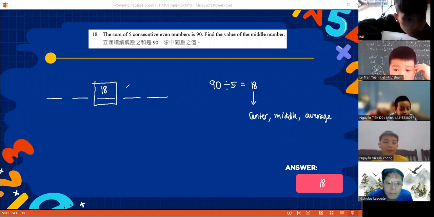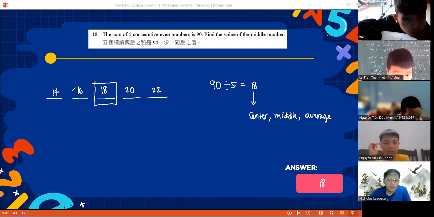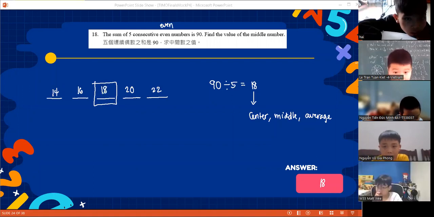Okay? If you're gonna complete, this is 20, this is 22, this is 16, this is 14. But you're gonna look for the middle number only. It should be 18, right? Take note that it should also be even. If this is not even, then that's not the correct answer. For example, if it's looking for an even number, but you got an odd number, meaning your answer is wrong, right? You can automatically say that your answer is wrong.